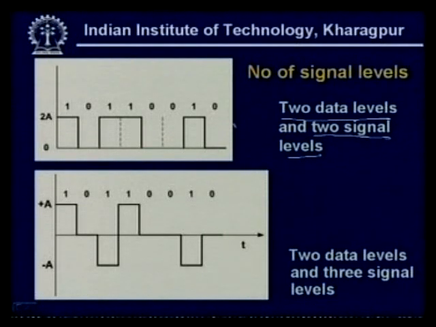This is one example, and in another one at the bottom, as you can see, you can have 2 data levels, 1 0 1 0. So, it is binary data, but it has 3 signal levels: plus A, 0, minus A. That means positive voltage, zero voltage and negative voltage. As you can see here, you have positive A, then 0, then negative A. These are the three levels used here for the purpose of encoding.